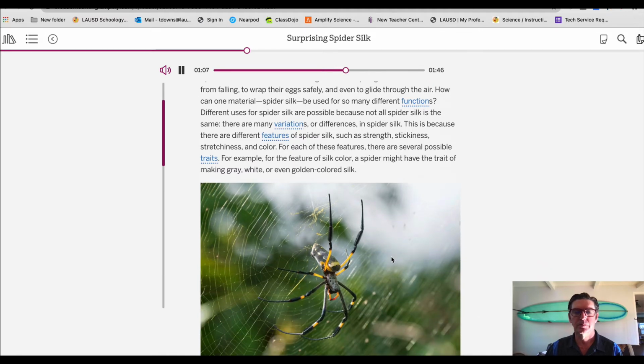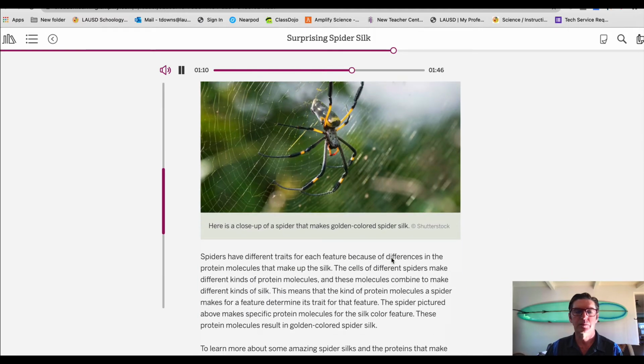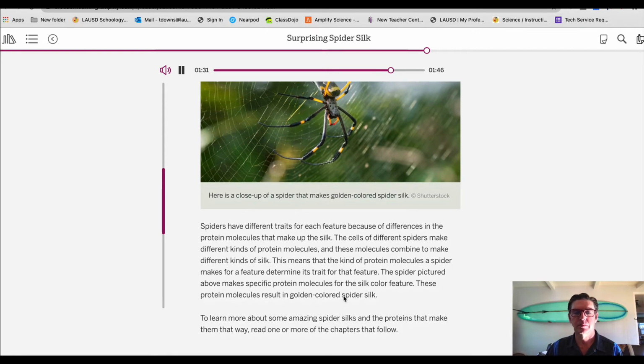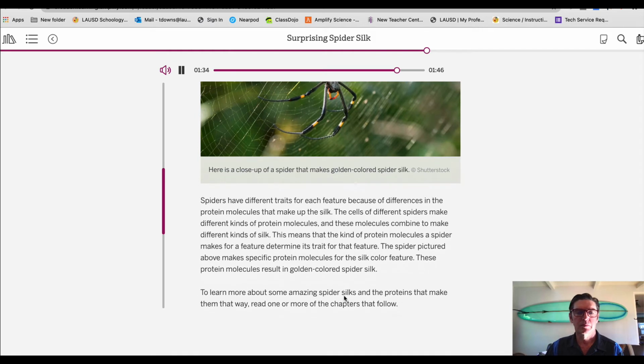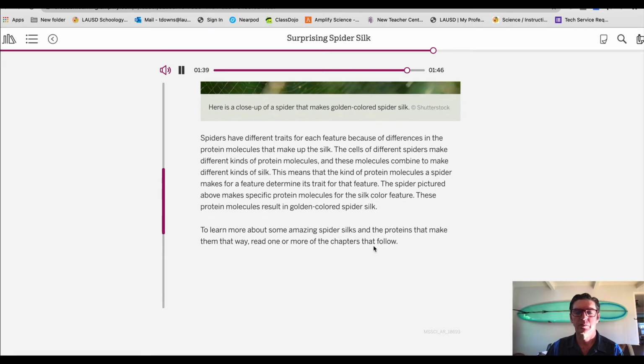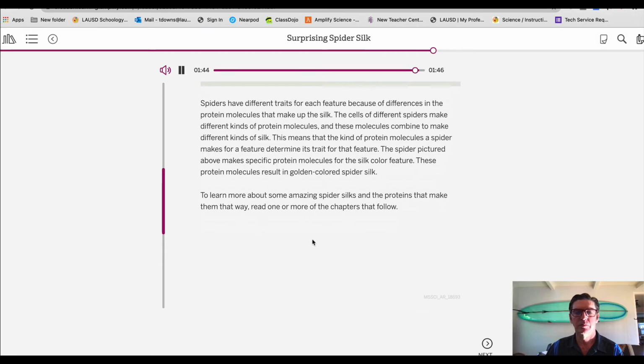golden-colored silk. Spiders have different traits for each feature because of differences in the protein molecules that make up the silk. The cells of different spiders make different kinds of protein molecules, and these molecules combine to make different kinds of silk. This means that the kind of protein molecules a spider makes for a feature determine its trait for that feature. The spider pictured above makes specific protein molecules for the silk color feature. These protein molecules result in golden-colored spider silk. To learn more about some amazing spider silks and the proteins that make them that way, read one or more of the chapters that follow.